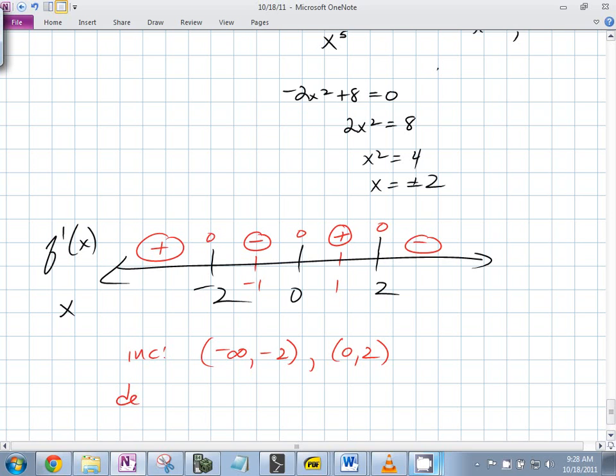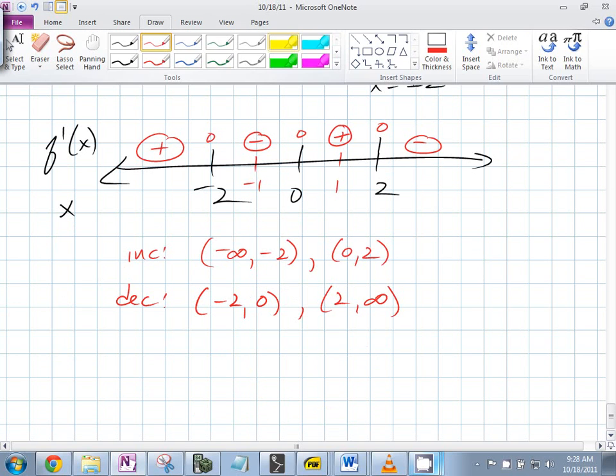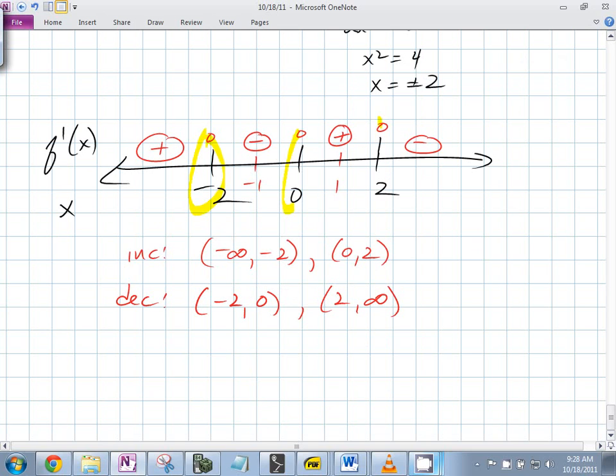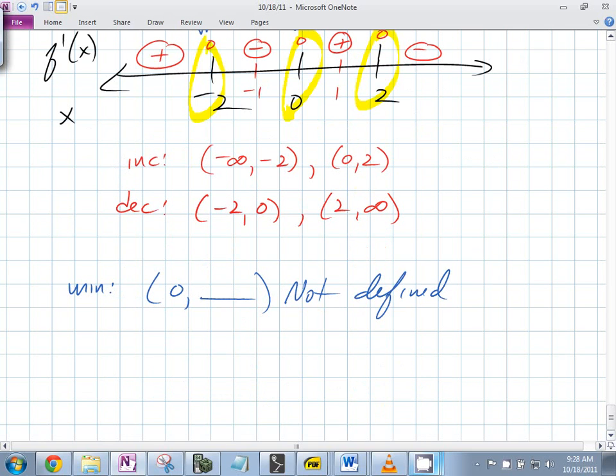Now, that naturally leads into: are these mins or maxes? We know it goes positive, negative, so this is a max, min, and max. So where is that minimum? That minimum is at 0, and it's undefined. So it's an asymptote. Okay, good, so it's not actually a min. What about the max? Negative 2, whatever the value is, and 2, whatever the value is.